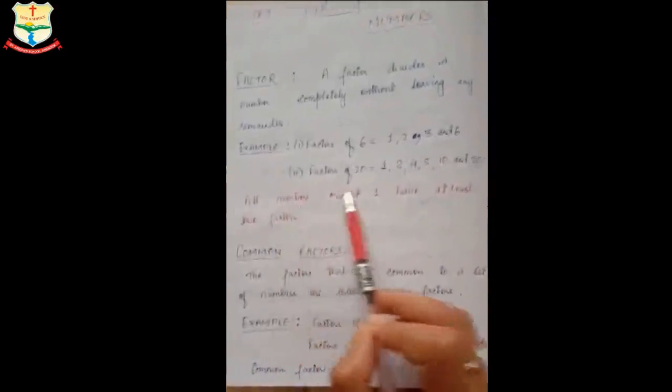So all numbers except 1 have at least 2 factors. 1 has only one factor, that is 1 itself. But 2 has 2 factors, 1 and 2. 3 has 2 factors, 1 and 3. So except 1, all the numbers have at least 2 factors.